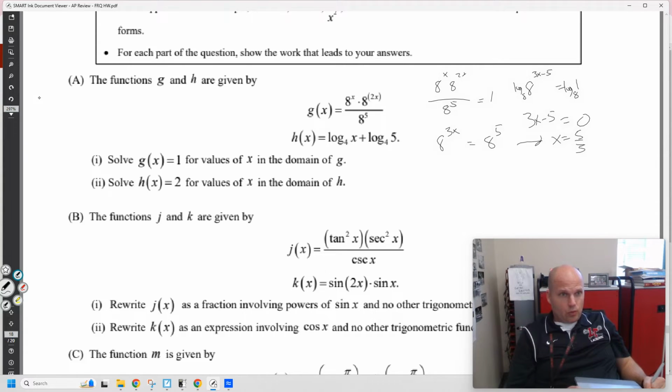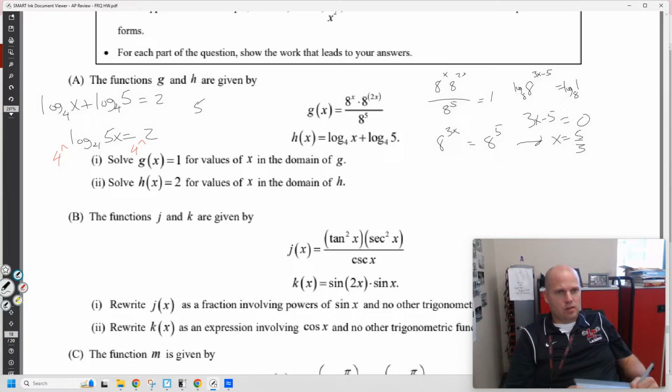H equals 2, so log base 4 of x plus the log base 4 of 5 equals 2. That's the log base 4 of 5x equals 2. I'm going to take 4 to the power of both sides. That's 5x equals 16. That's x equals 16/5. Okay.